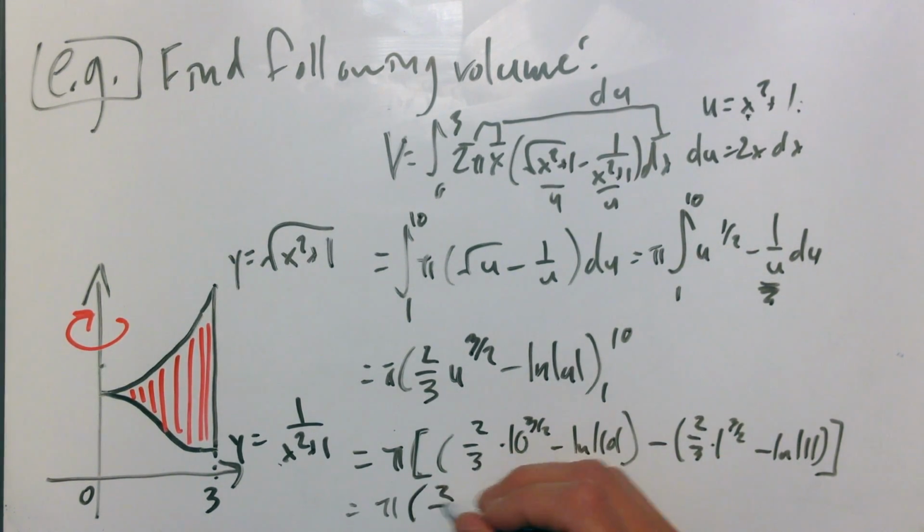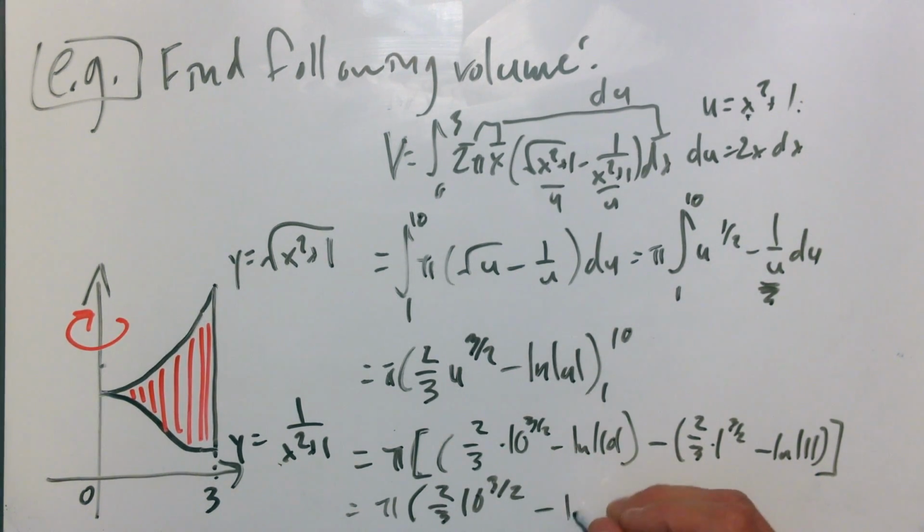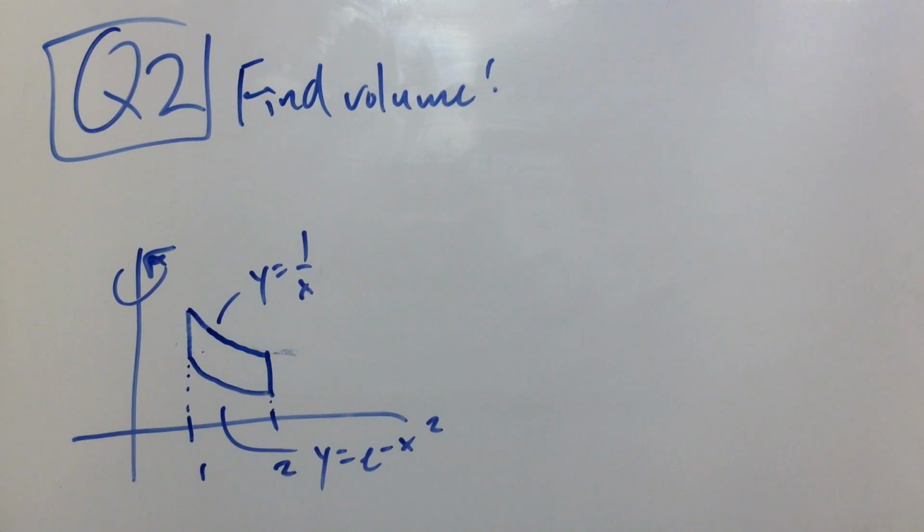I mean, 2/3 times 10 to the 3/2, I have no idea what that is. Natural log of 10, again, I don't know what that is. 2/3 times 1 to the 3/2 is just 2/3, and log of 1 is 0, so I get this expression. It's worth your while to go ahead and say, is this actually going to be a number which is positive? Go ahead, check that.